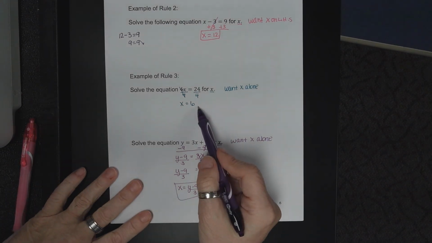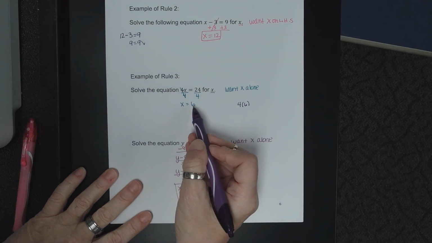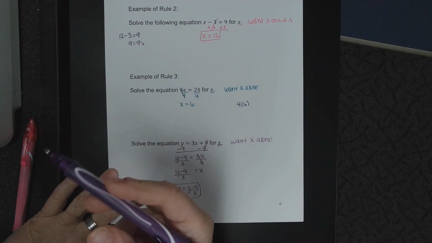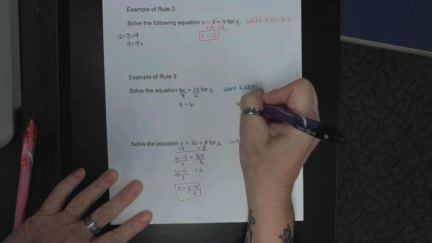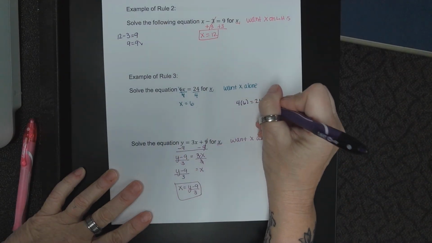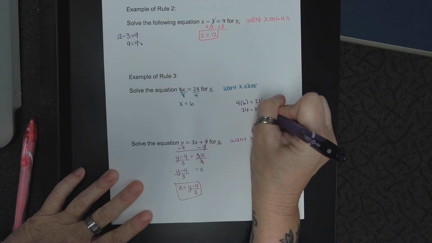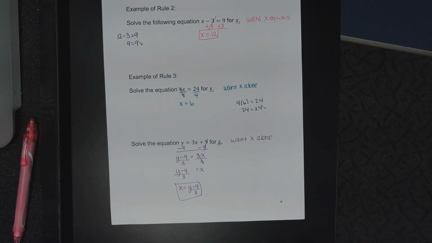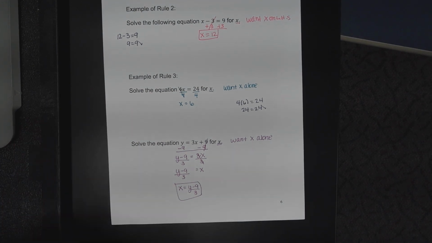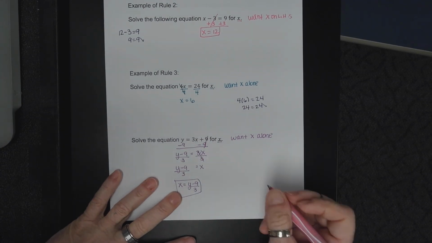I could check this one. I could say 4 times 6. Anytime you plug something in for x, technically you should put it in a parenthesis. I didn't up there, so my bad. And that should equal 24. Well, 6 times 4, 24 equals 24. Tick. Okay? And we can check this one too. This will be really fun. So we have this x, and we're going to plug it in place of this.